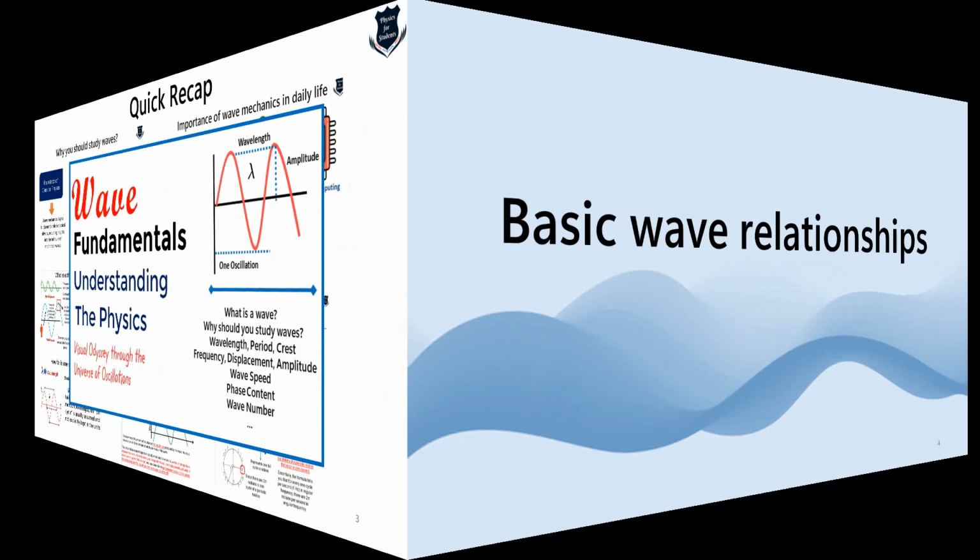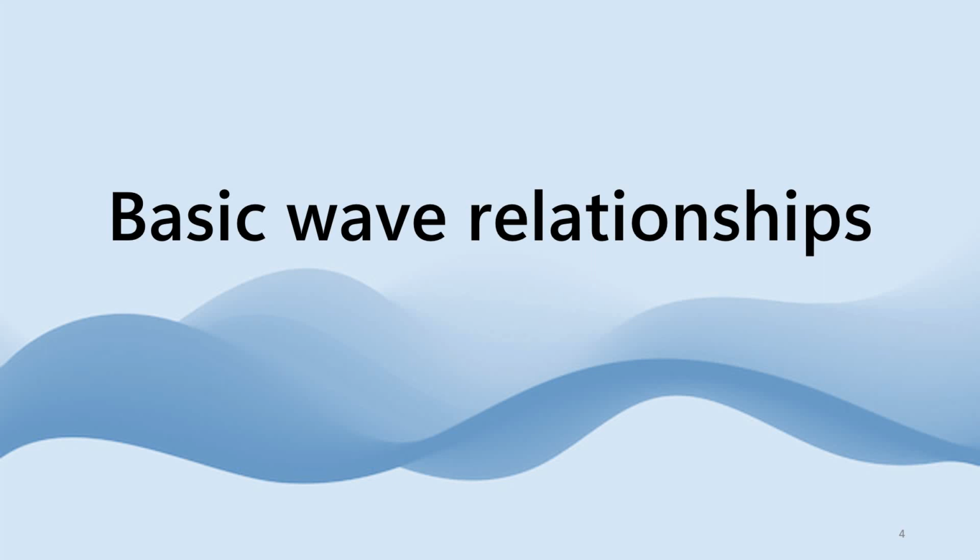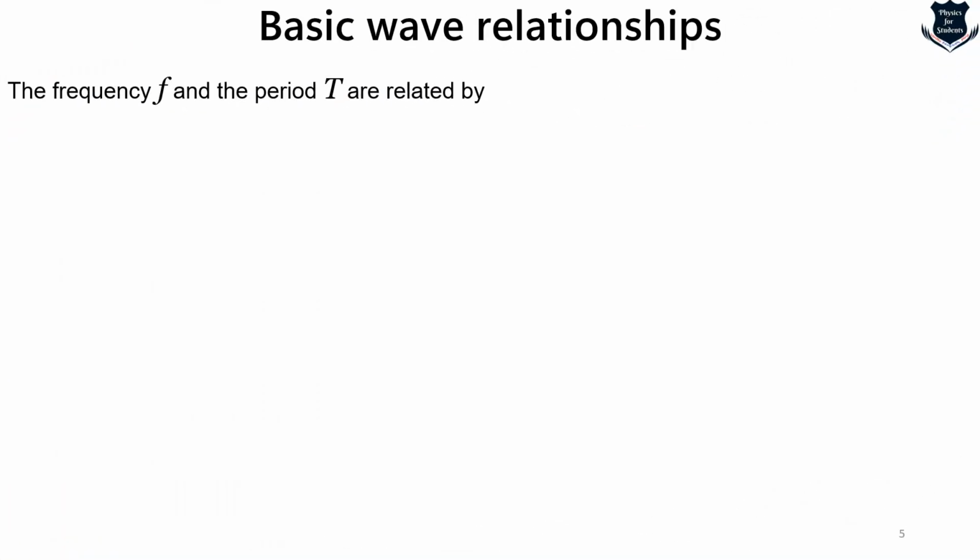Today we will look into some of the basic wave relationships which are very important in our understanding of wave mechanics. The first is that many of the basic wave parameters defined in the previous section are related to one another by very simple algebraic equations. For example, this one, where we are talking about frequency, f, and how it is related to the period, denoted by T, is simply given by this equation.